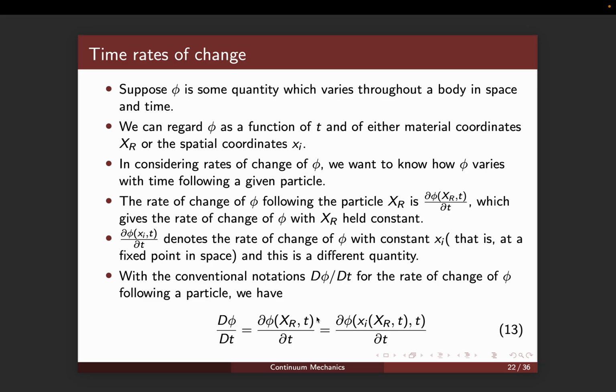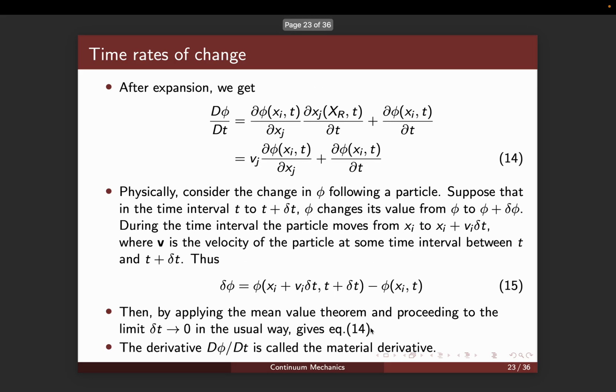So once you express the material coordinates in the spatial coordinates, the derivative can be expanded as two terms. One has the partial derivative with respect to time, and the other has the partial derivative with respect to spatial coordinates times the velocity. So this defines the material derivative of phi.